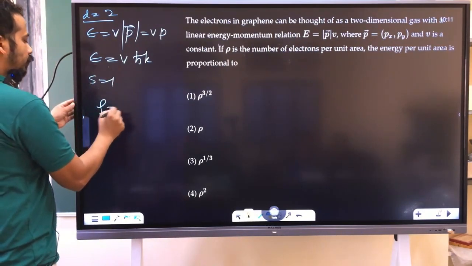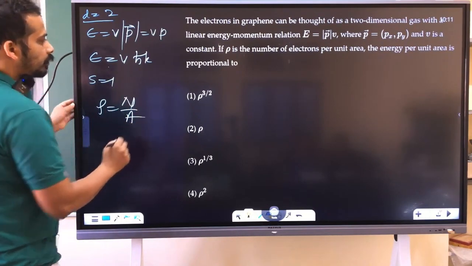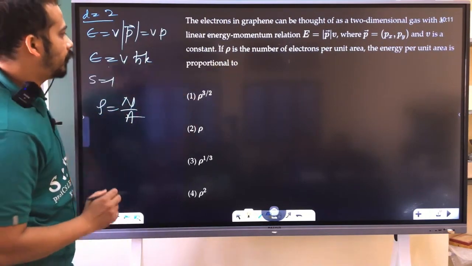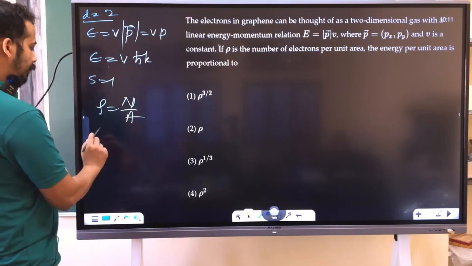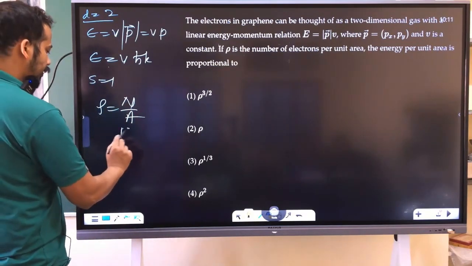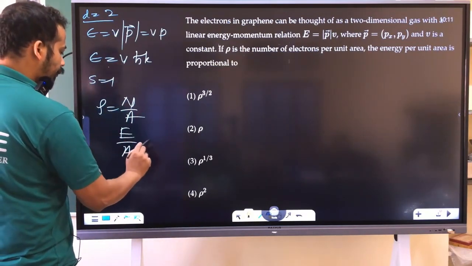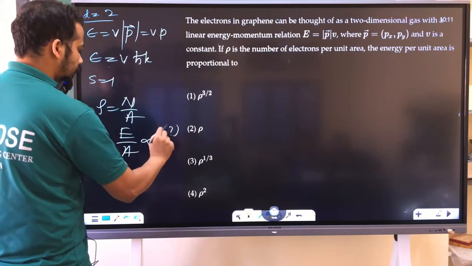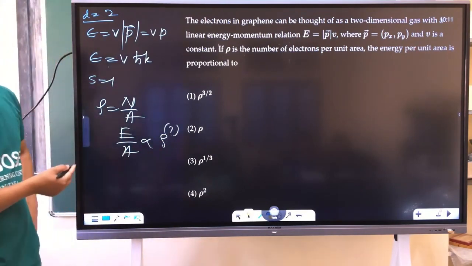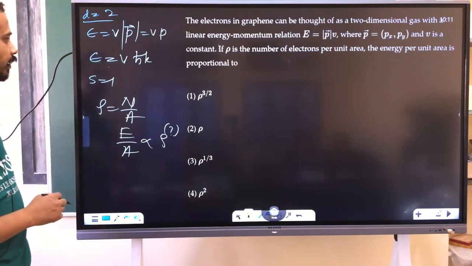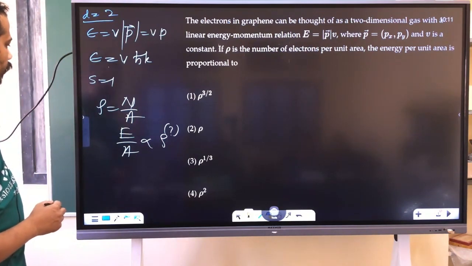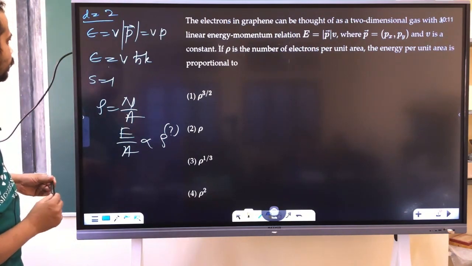Rho is equal to the number of electrons per unit area. Then energy per unit area is proportional to rho. I mean, energy per unit area, E by A, how is it proportional to rho? Rho to the power what? This was the question. I think yesterday I told you these kinds of questions are there. It's very simple. How do you start?